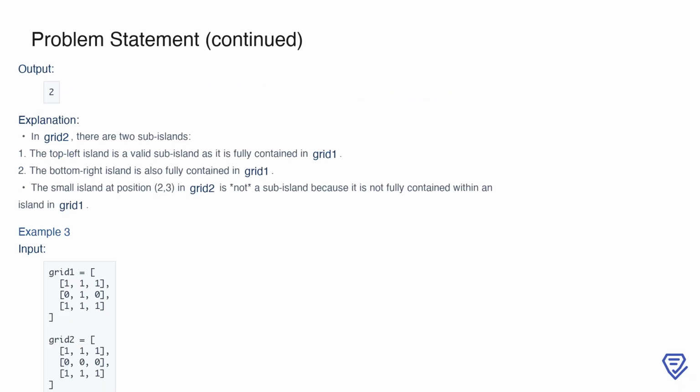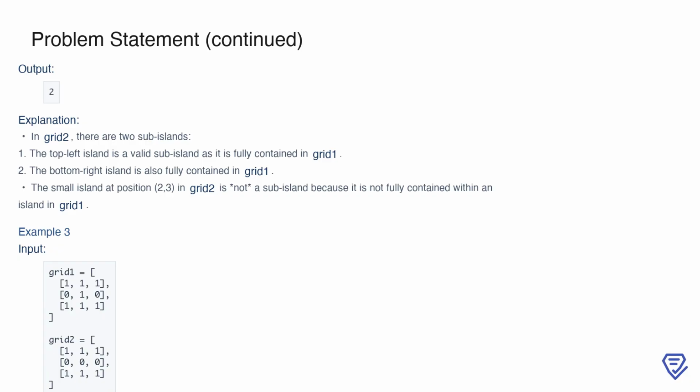In this second example, it's important to note the distinction between valid sub-islands and islands that partially overlap. The top left and bottom right islands in grid 2 are valid sub-islands because every single cell in these islands corresponds to a land cell in grid 1. The small island at position 2, 3 in grid 2 fails this condition, as it contains cells that are not part of any island in grid 1.